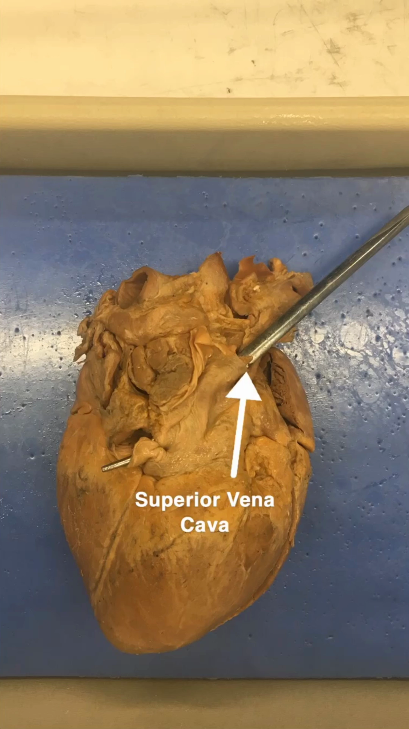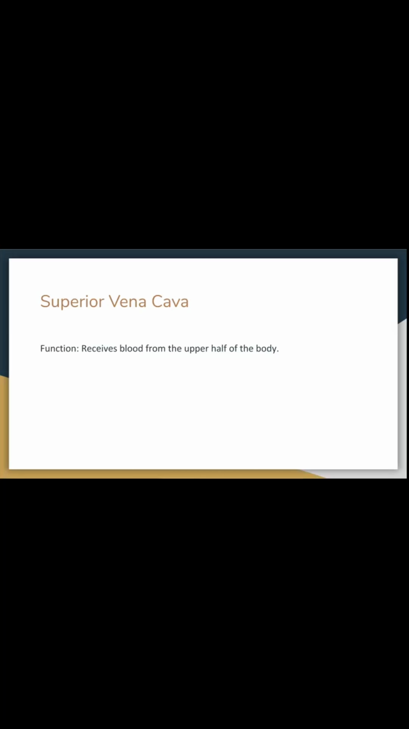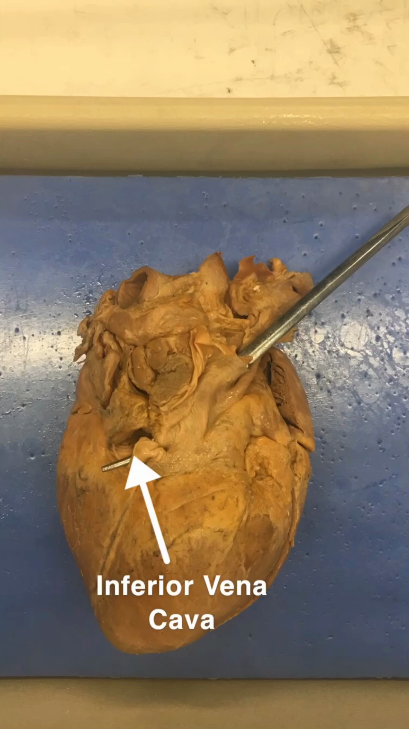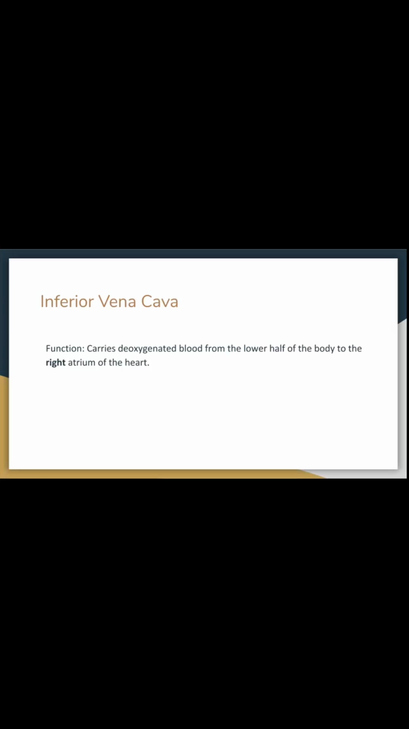This is the location of the superior vena cava. The superior vena cava receives blood from the upper half of the body. This is the inferior vena cava below the superior. The inferior vena cava carries deoxygenated blood from the lower half of the body to the right atrium of the heart.